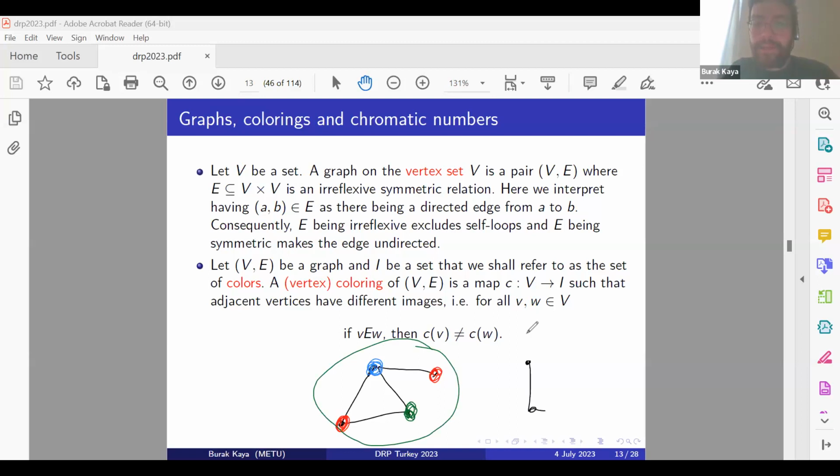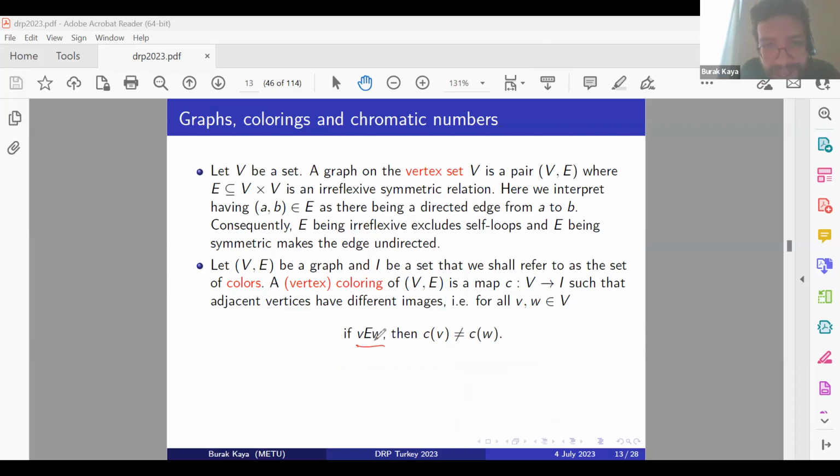On the other hand, if I try to color this with 2 colors, I'm going to fail. Let's color this red, this blue, this green, and then I have to color this. If I color this red, this is not a vertex coloring because these are adjacent, but they are of the same color. Now, a coloring means that if there is an edge between 2 vertices, then their assigned colors are different. This is called a vertex coloring.